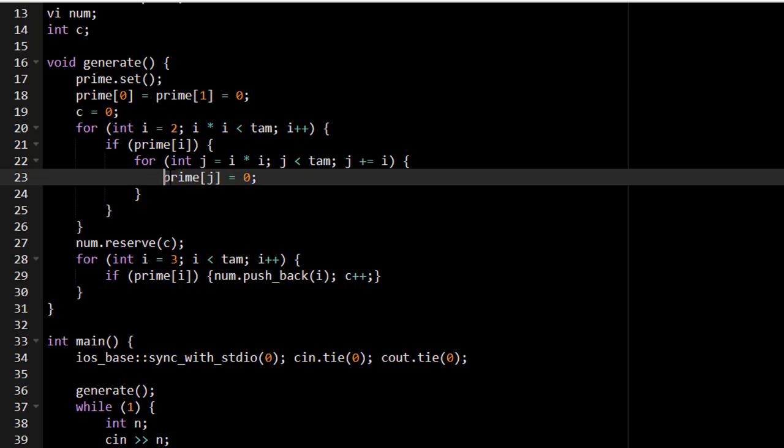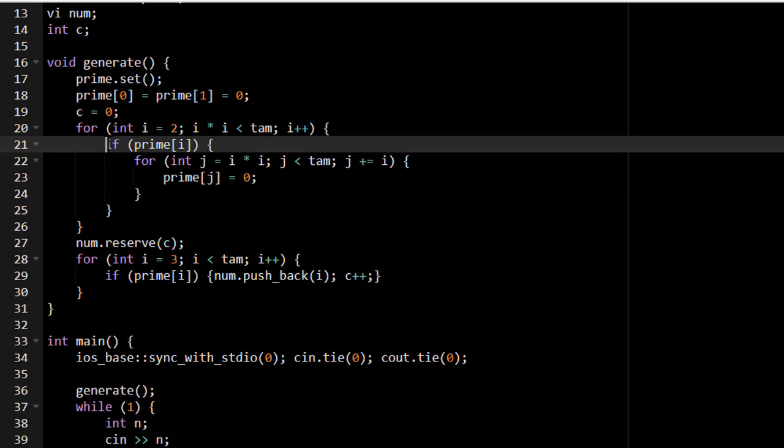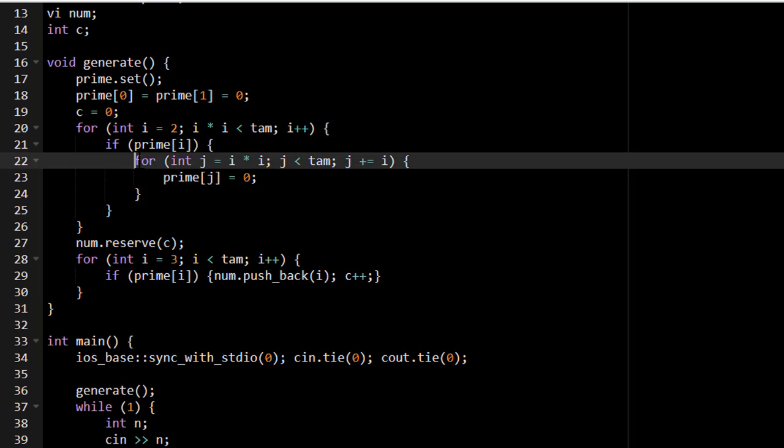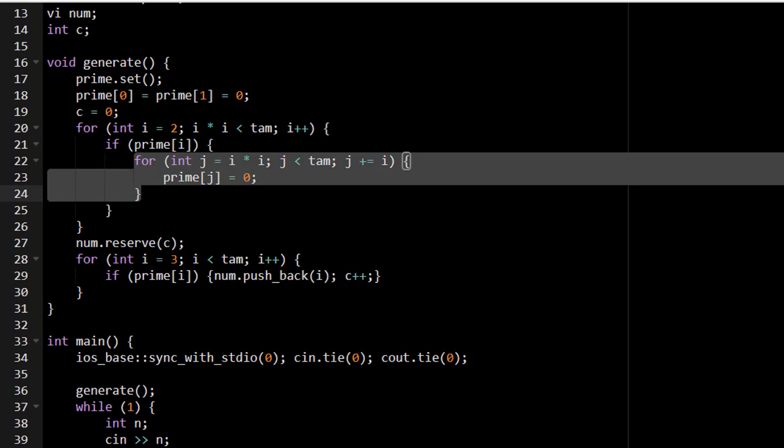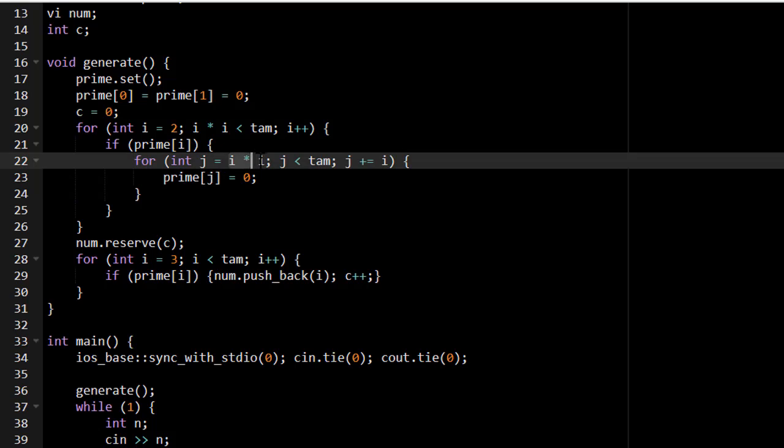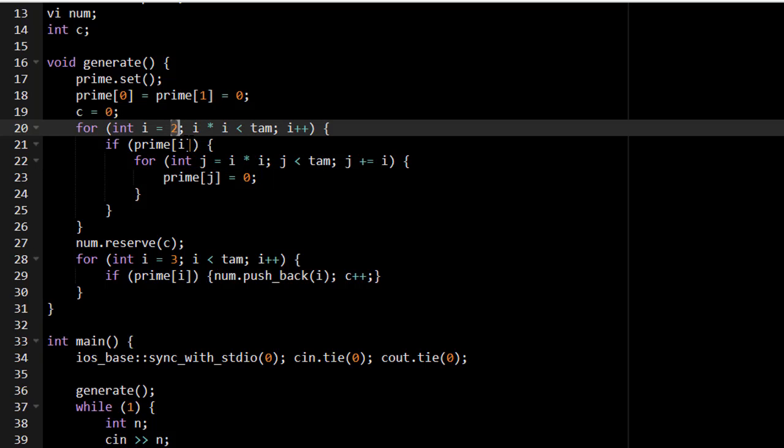We're gonna mark all the multiples of 2 as not primes. So first we ask, is this variable i a prime number? If it is, I'm going to mark all its multiples as not primes. Why do we start at i times i? Well, I don't have to consider i times 1. So for number 2, I have to consider 2 times 2, 2 times 3, 2 times 4, and so on.